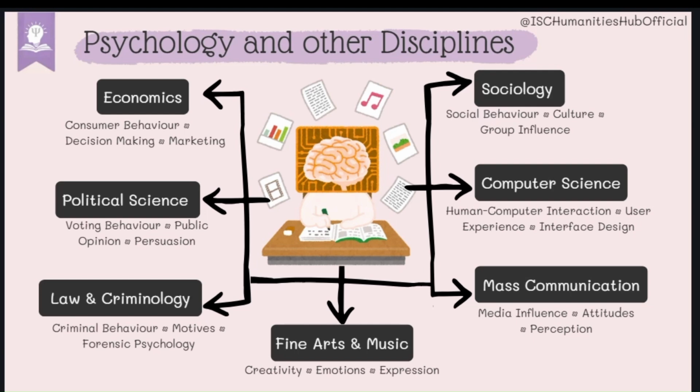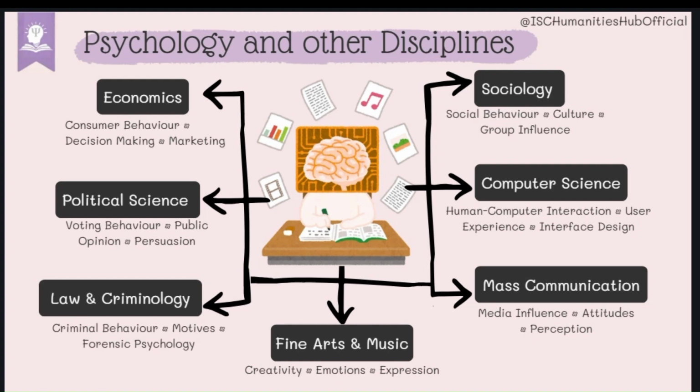Next is law and criminology, understanding criminal behavior. Psychology aids in profiling criminals, understanding motives, and assessing mental state during criminal activities. So, if you're a law or legal studies student, you will be able to relate a lot because psychology helps us to understand the intention or the motive behind different crimes. An example can be profilers use psychological theories to predict the behavior of serial offenders, helping law enforcement narrow down the suspects.